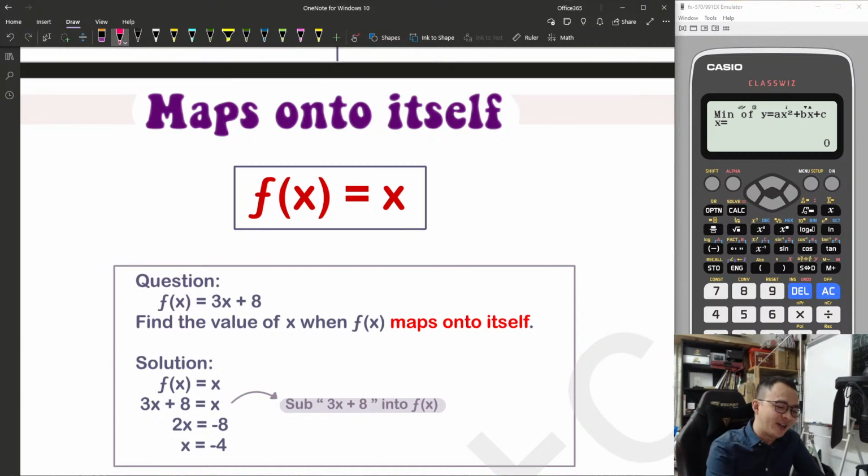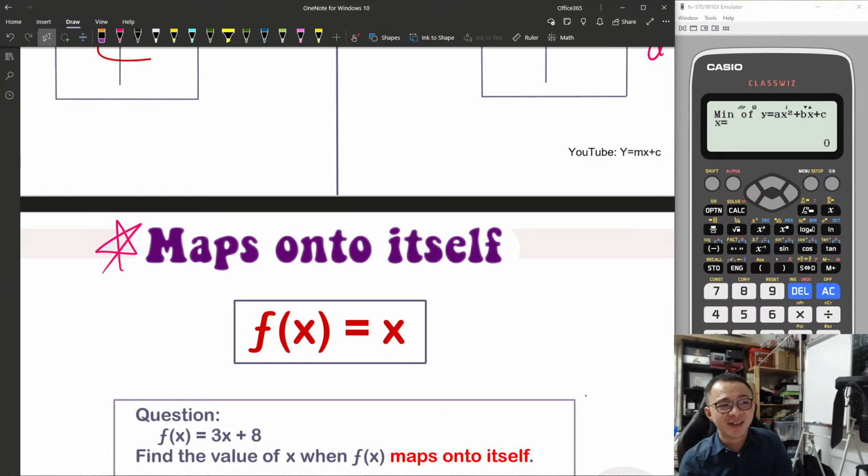Okay, this is a favorite keyword for the exam. If there is one keyword you must memorize in this topic, it is this one: map onto itself. It comes out in the SPM exam multiple times. They will say the function maps onto itself, and ask you to find A, B, C or K, or some unknown. So let's see this question. Let's say I have f(x) is 3x plus 8, and then find the value of x when f(x) maps onto itself. This is what the exam will ask.